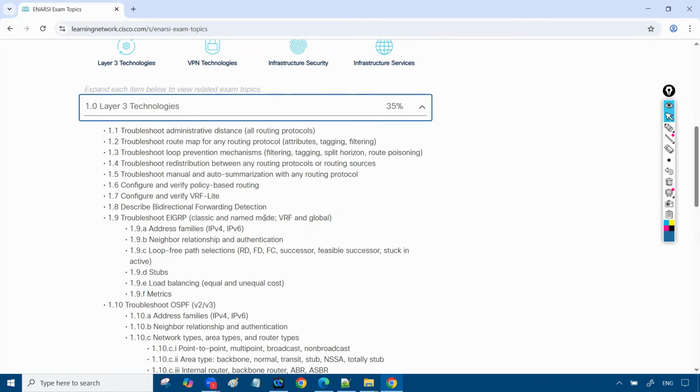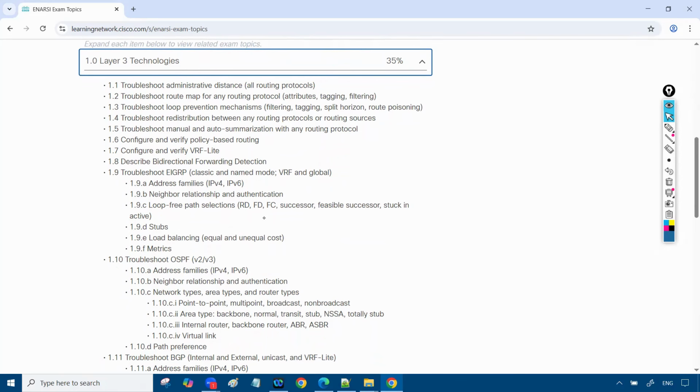What are the mechanisms that you can use to prevent loops in routing protocols? Like you have route tagging, which is an advanced level of preventing loops, and split horizon as well. Then we have the concept of route summarization, like automatic summarization and manual summarization. Then we have policy-based routing, also known as source-based routing, and VRF Lite. These are very important topics from the routing protocol perspective.